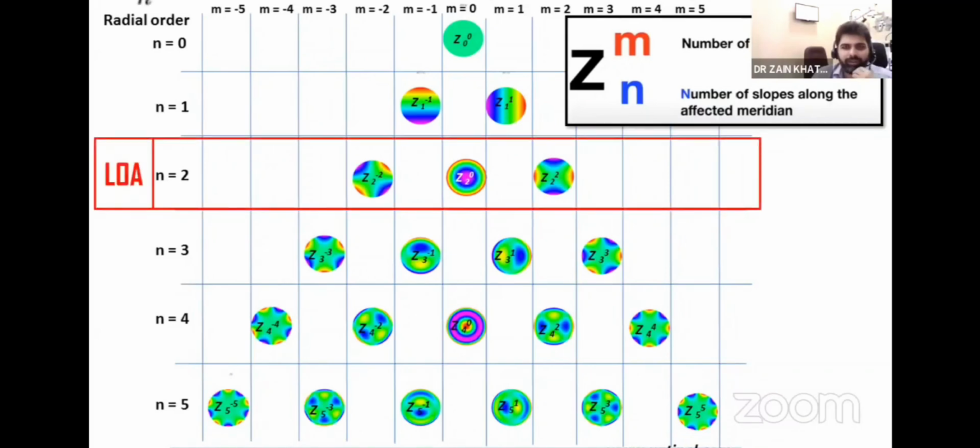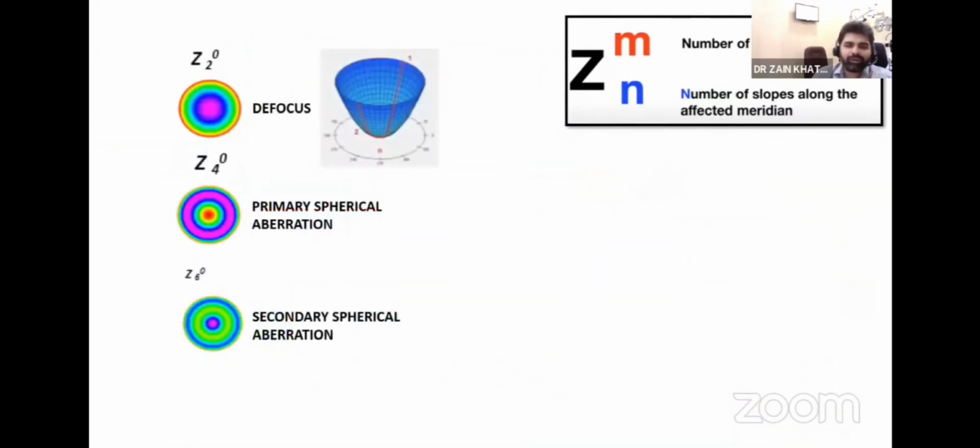So, the number of slopes, if they are two, they are lower order aberrations, and anything three or more are all higher order aberrations. Now, with respect to this presentation, what we are concerned with is Z20, Z40, and Z60. So 2 denotes a defocus, which is a lower order aberration, and 4 and 6 are primary and secondary spherical aberration, which are used by lens manufacturers to make lenses.